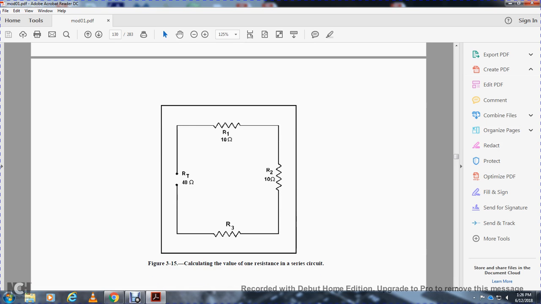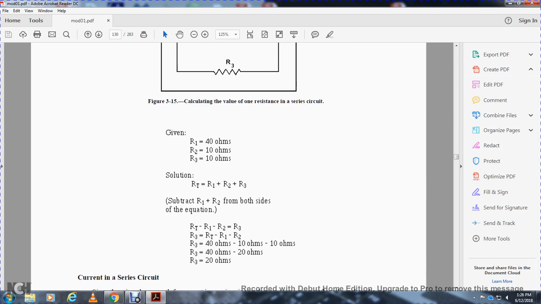I'm guessing you could do 20. So resistor 3 was 20.